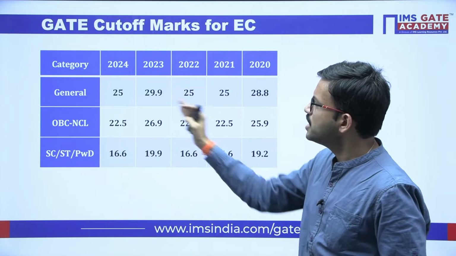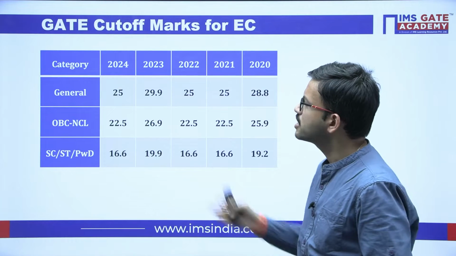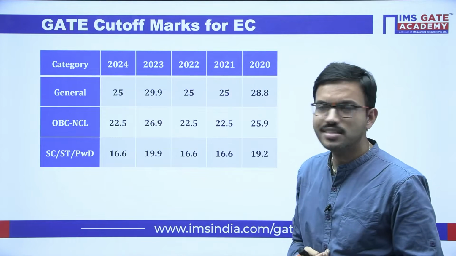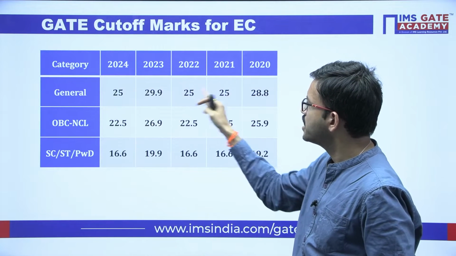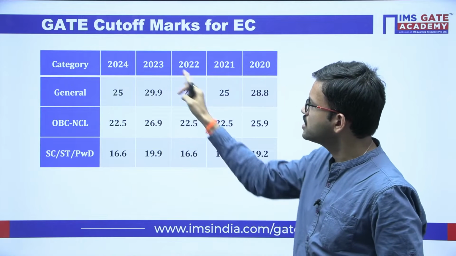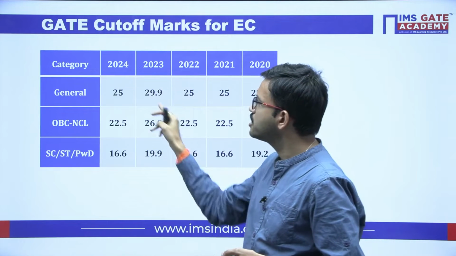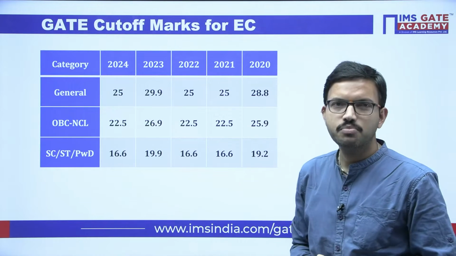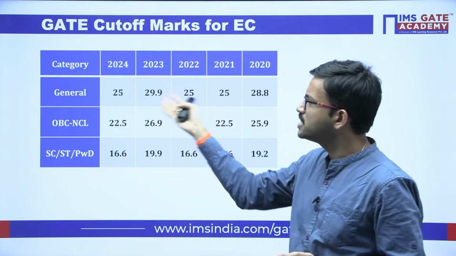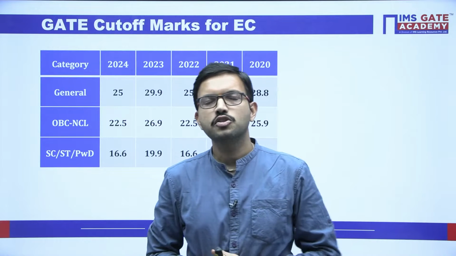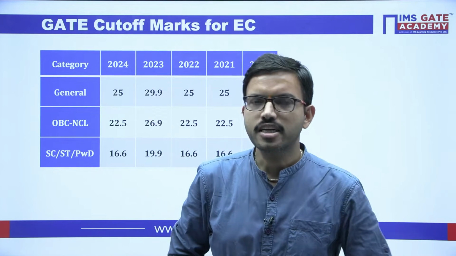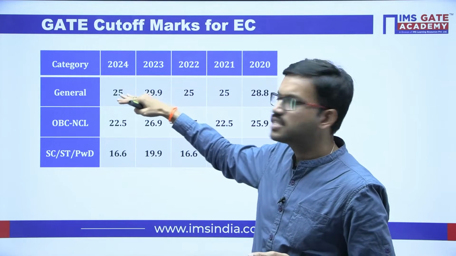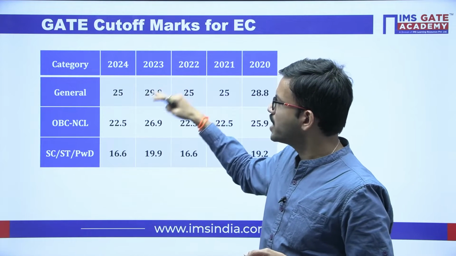Similarly, if you observe the previous years' cutoffs, with respect to general, other than 2023 and 2020, in the remaining years the general category cutoff is 25. Whereas in 2023, that means last year, the GATE cutoff in the general category was 29.9, and in 2020 it was 28.8. So in general, the cutoff mark for the ECE branch will be around 25 marks. Sometimes it can increase, but the minimum cutoff mark is 25. The upper value you can consider like 30 marks.